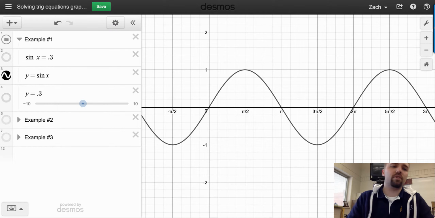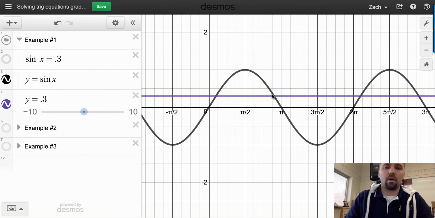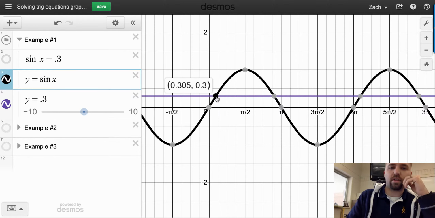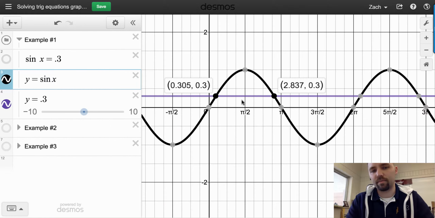Okay, so if I am trying to solve sine of x equals 0.3, I'm going to graph the left and I'll graph the right, and then the intersections here are the solutions. Here we have a solution at 0.305, a solution at 2.837, and this solution is outside of 2 pi. You can see 2 pi is here, it's outside of it. So there's only two solutions that fit on this interval, x equals 0.305 and 2.837. Let's go on to the second example here.